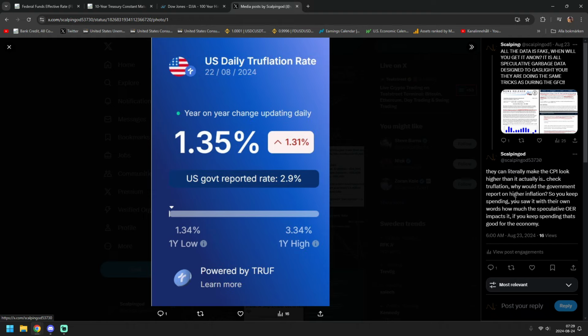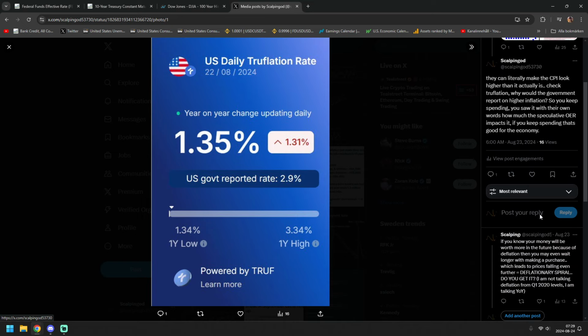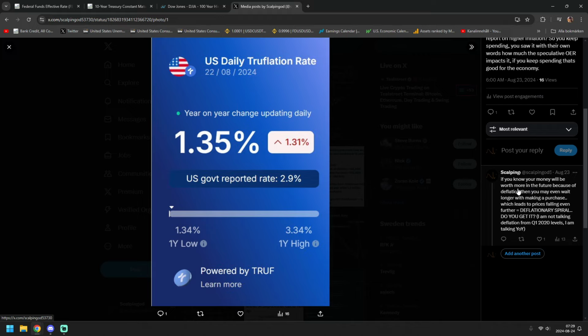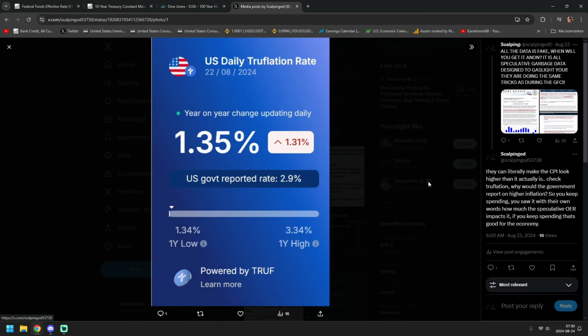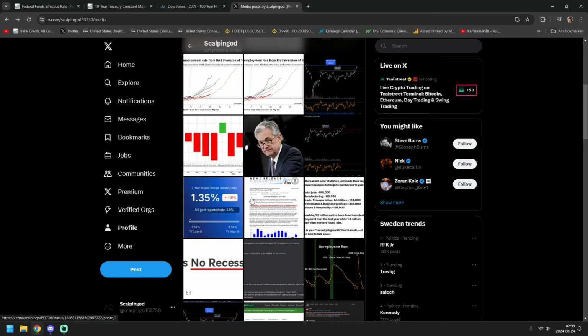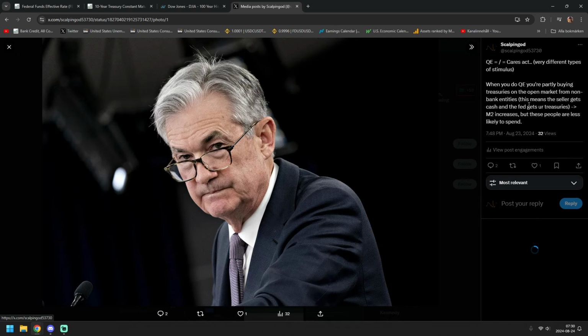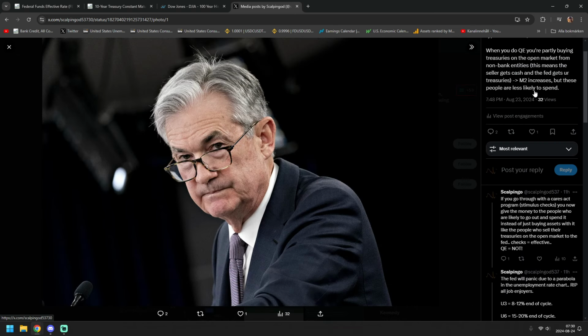So you keep spending. You saw with your own eyes how much the speculative OER, owner's equivalent rent, impacts it. If you keep spending, that's good for the economy. If you know your money will be worth more in the future because of deflation, then you may even wait longer with making a purchase, which leads to prices falling even further, equals a deflationary spiral. Do you get it? I'm not even talking deflation from Q1 2020 levels, I'm talking year over year. Okay? What else did I tweet here? I wrote here, it's a long thread. I'm gonna go over all of this.